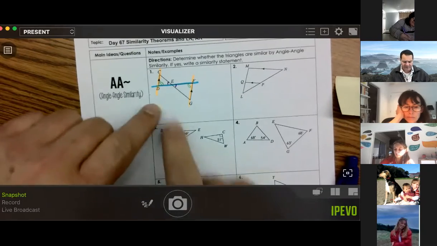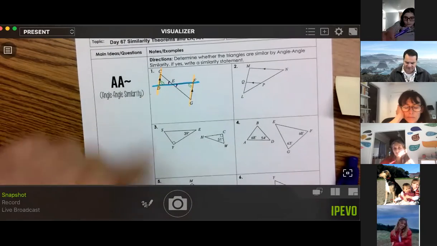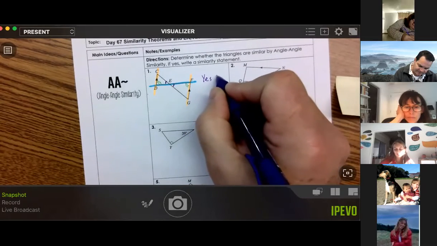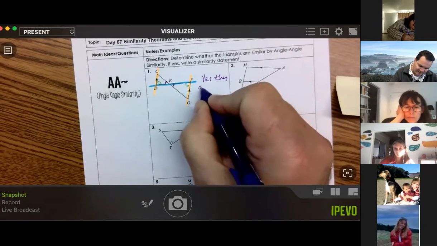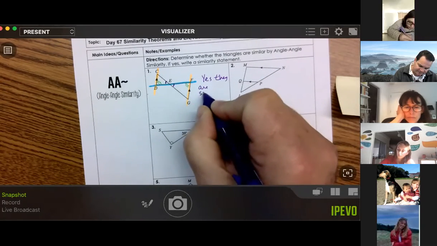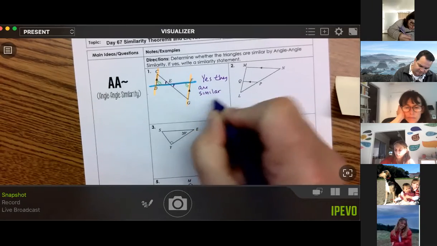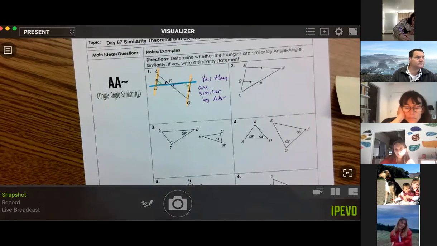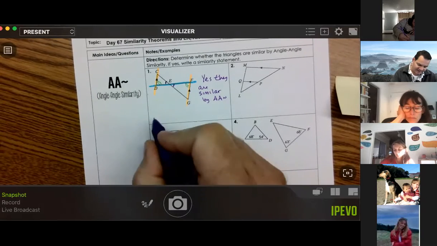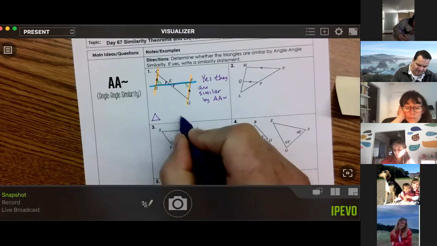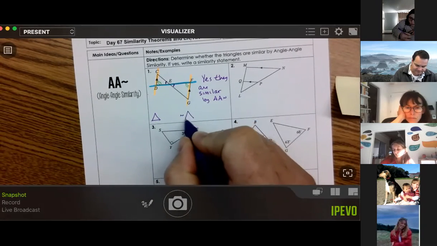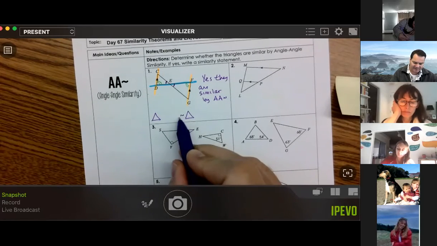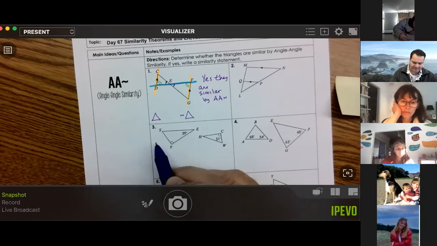That's enough information with the vertical angles and the alternate interiors to say that yes, they are similar by angle-angle similarity. And because of that, we can then write a triangle similarity statement, just like we did with congruence, but this time we use a similarity symbol between them.